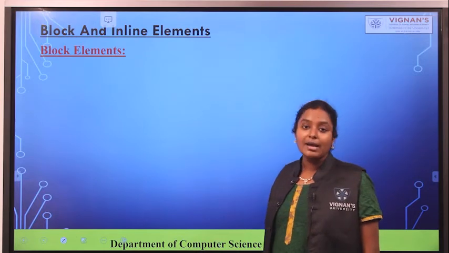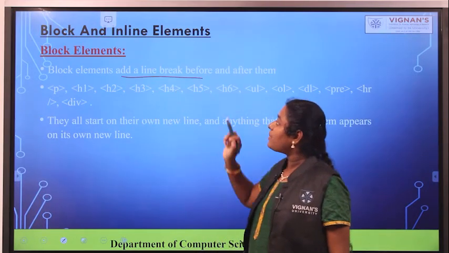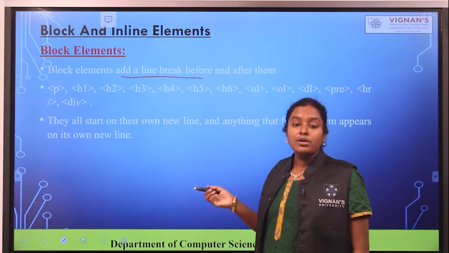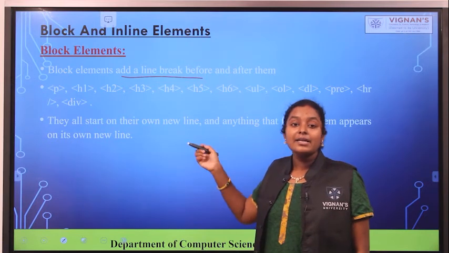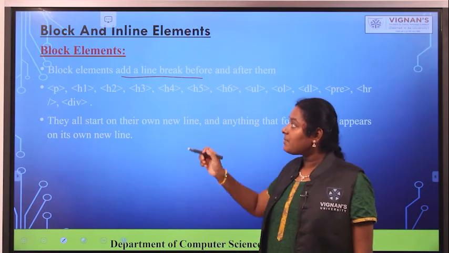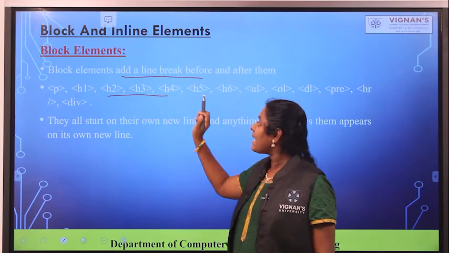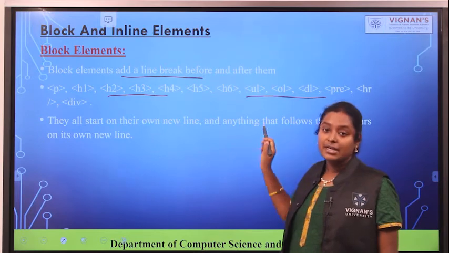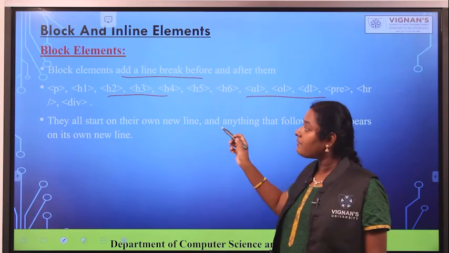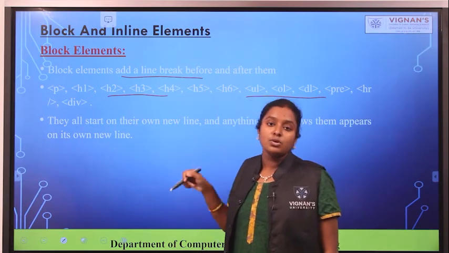So what are the block elements? The elements which add a line break. Whenever you are using this type of element in your web page, generally they will start in a new line. Examples for these block elements are the p tag, heading tags, or different list tags. All these tags come under block elements. Wherever you use these tags, they will start automatically in a new line.